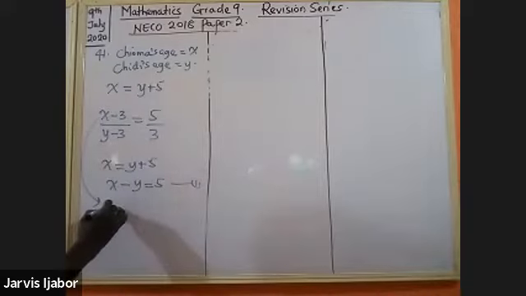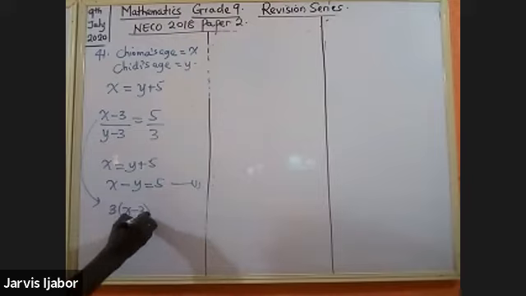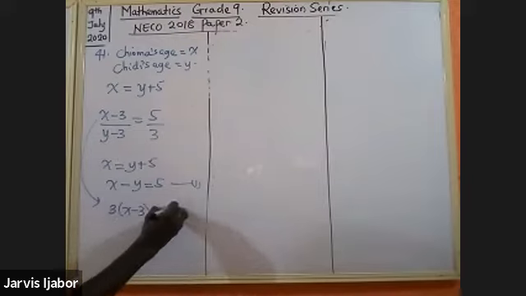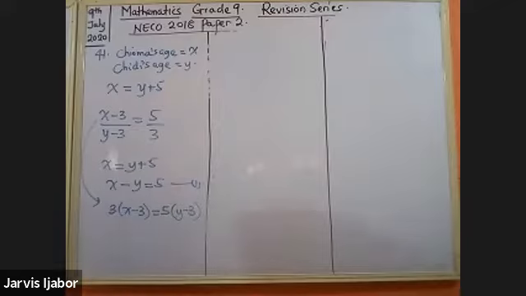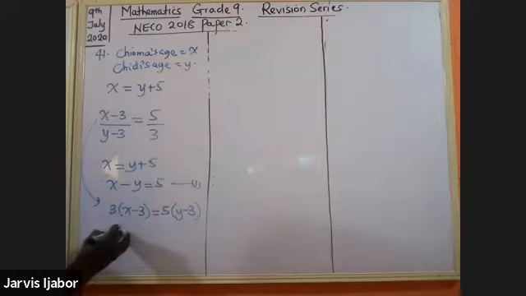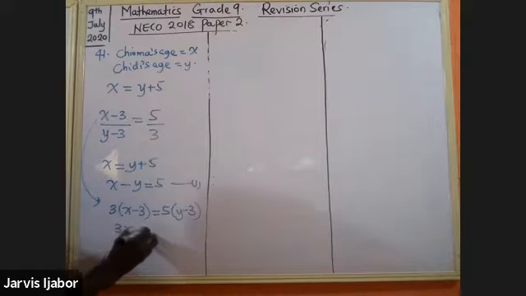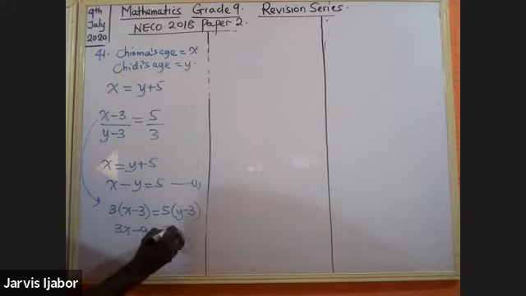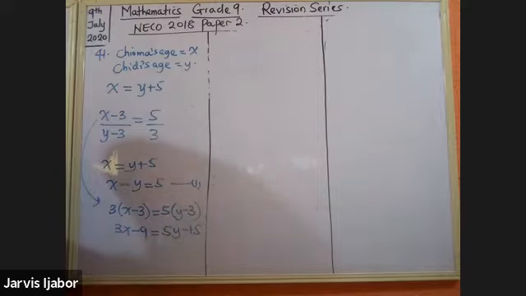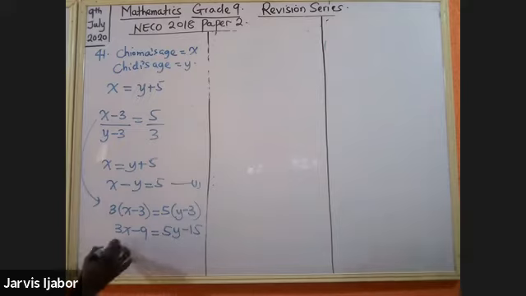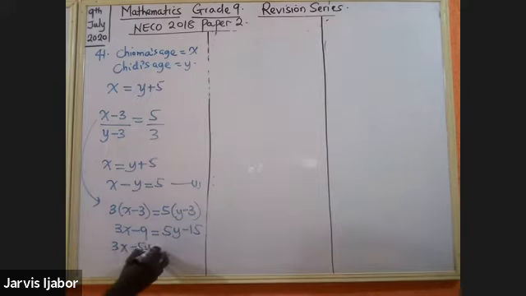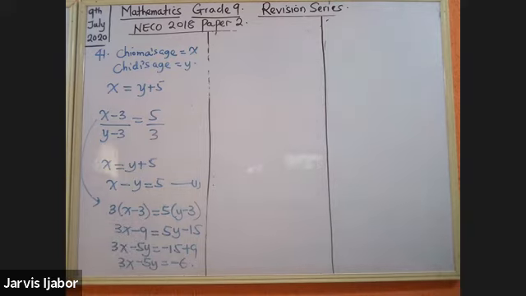I pick the second one. This will be 3 into x minus 3 equal to 5 into y minus 3. Are we together? Now, so this will be 3x minus 9 equal to what? 5y minus 15. Please confirm for me as I'm solving. So this will be 3x minus 5y equal to minus 15 plus 9. So 3x minus 5y is equal to minus 6. And that's for that equation, right?